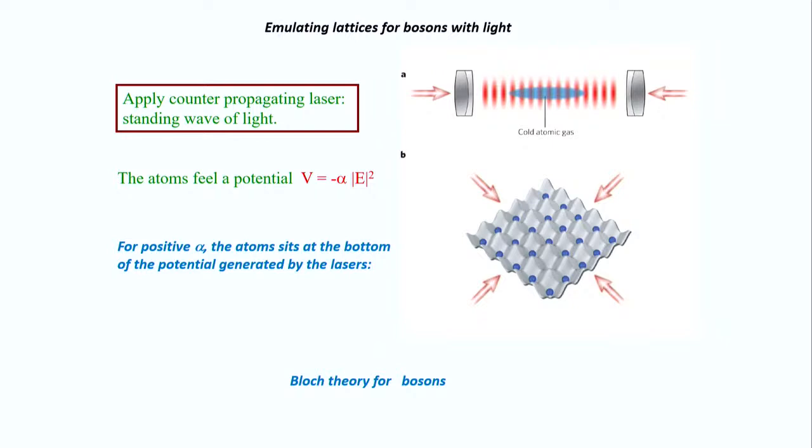Okay? And this is how you generate a lattice made out of light with the boson sitting in the bottom of this lattice, and this gives you Bloch theory for bosons. Okay? Because in solid state we always talk about fermions in a lattice, and then we talk about Bloch physics of that, and this is how you generate it for atoms.